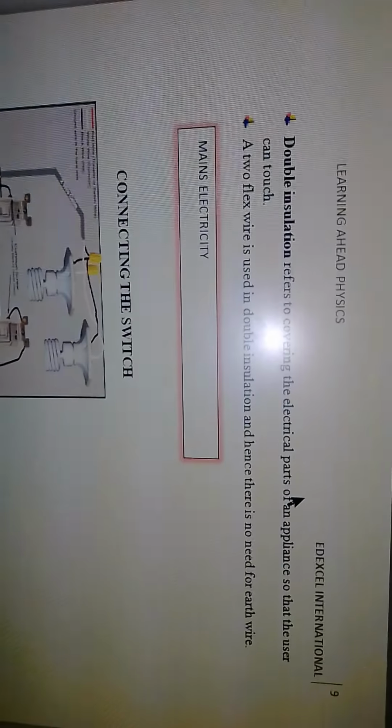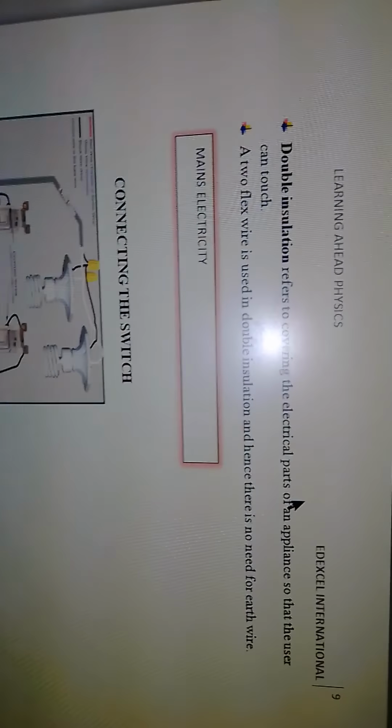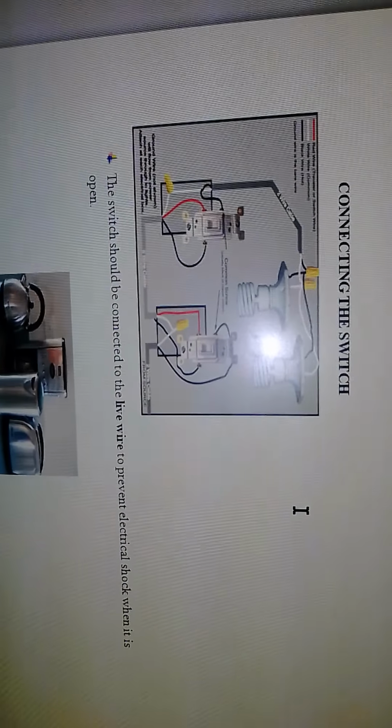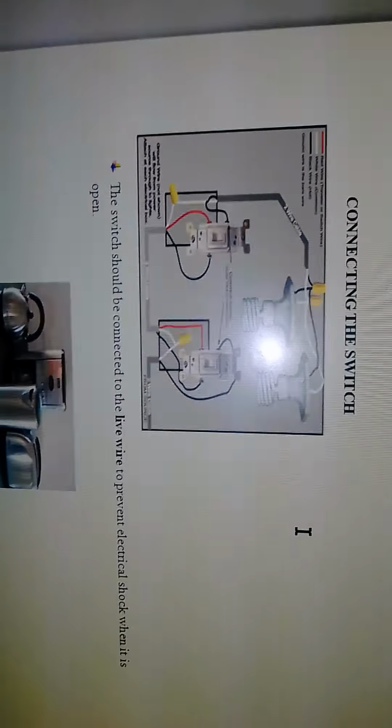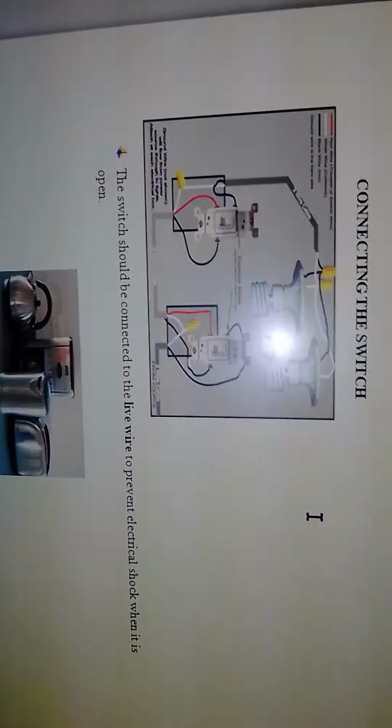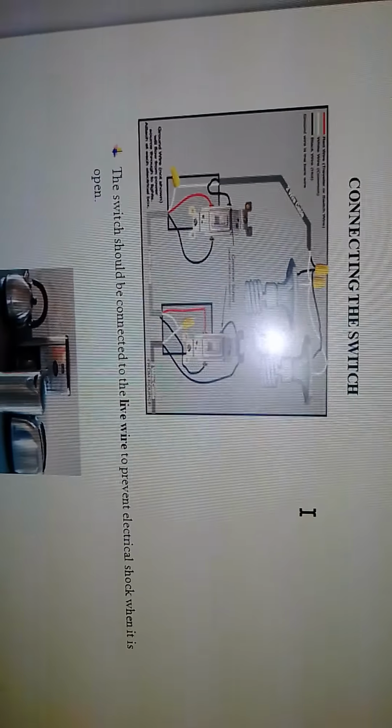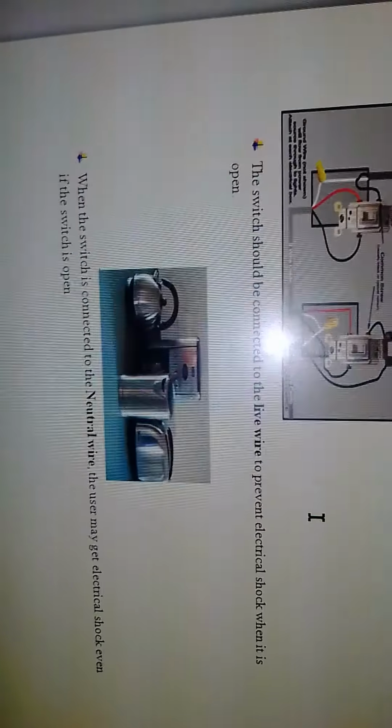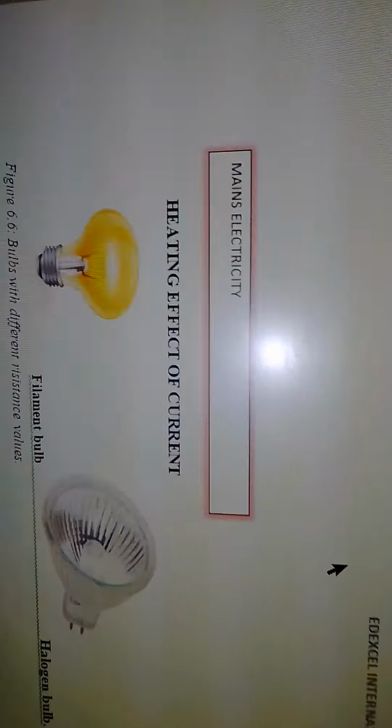Double insulation refers to covering of electrical paths through an appliance so that the user can touch it. A two-flex wire is used in double insulation. Below we see that the switch is always connected to the live wire, as we saw earlier, to prevent electrical shock when it is open. When the switch is connected to the neutral wire, what happens? The user may get electrical shock even if the switch is open.